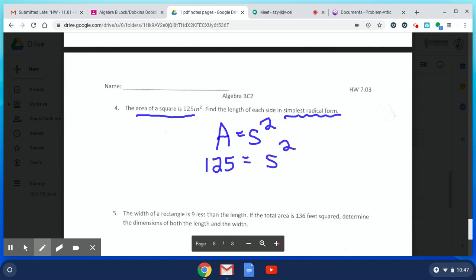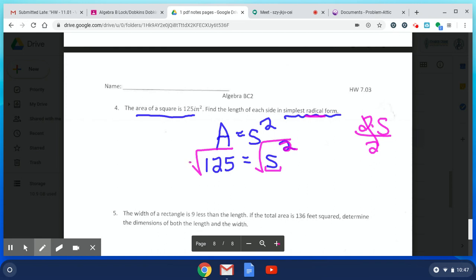And could somebody tell me how to undo something squared? Division. So we don't get rid of it with division. If it was 2 times S, we would divide by 2 because that's undoing multiplication. But how do we undo these exponents? Oh, you square root it. Yeah, we take the square root of each side. So that's where we're going to get that radical sign.